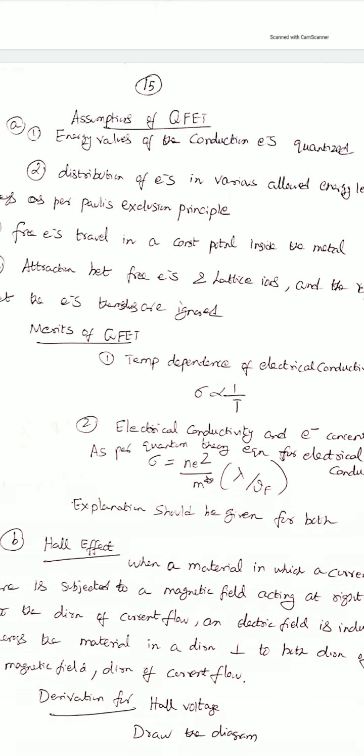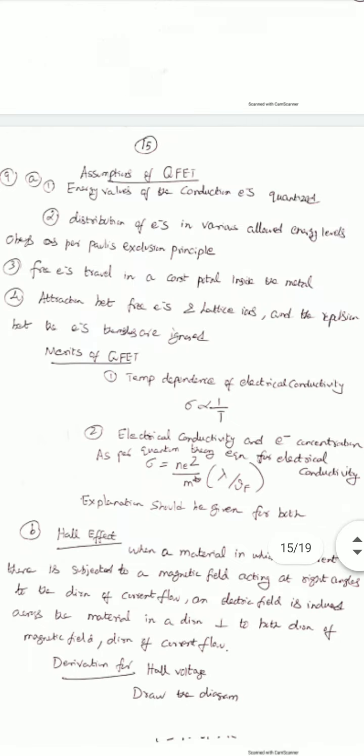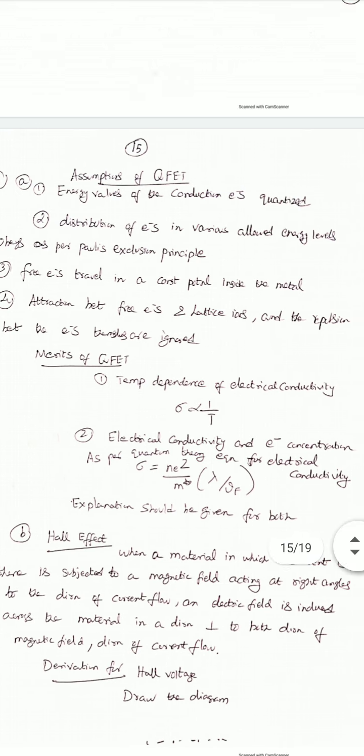So that one also, you know, the temperature dependence of electrical conductivity. For metals, if temperature increases, the conductivity decreases. It is explained by quantum free electron theory. In detail you have to write all these steps. So sigma is inversely proportional to the temperature, and then the electrical conductivity and electron concentration.